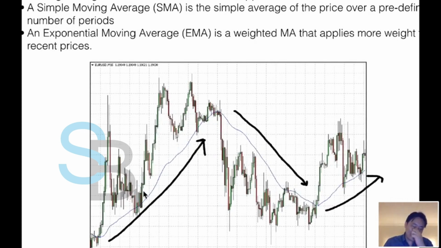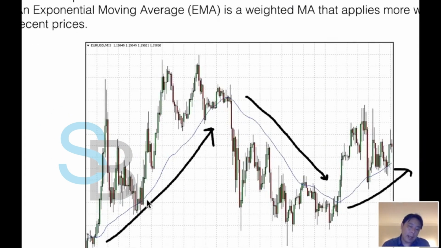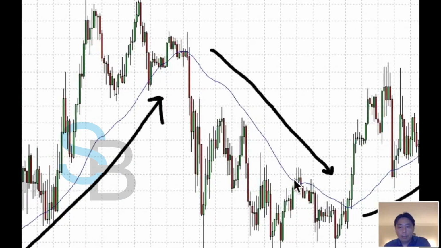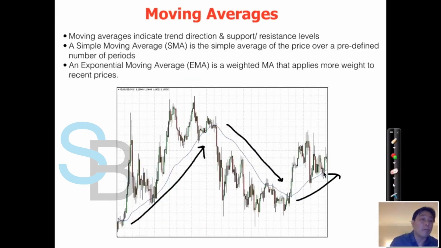So again, if you take a look at the moving average: sloping up, uptrend; sloping down, downtrend; sloping up, uptrend. So the moving average tells you the trend direction purely from the slope. Next, on an uptrend, the moving average acts as a support level. Support, support, support, until it breaks the support, and then it becomes kind of like a resistance. Can you see the moving average becomes a resistance when it's on a downtrend, and on an uptrend again it becomes a support? So moving averages are really important.